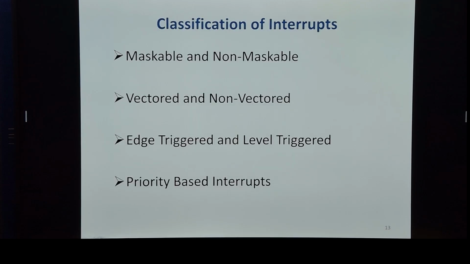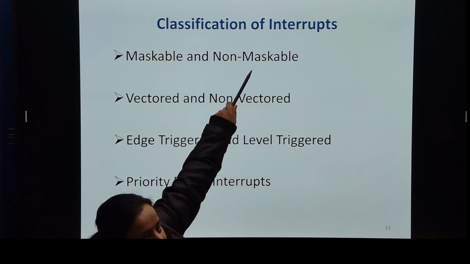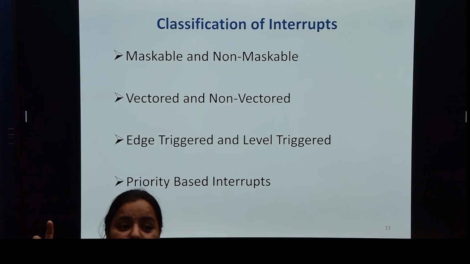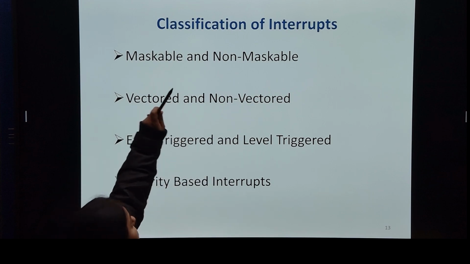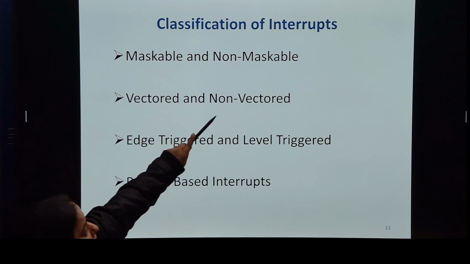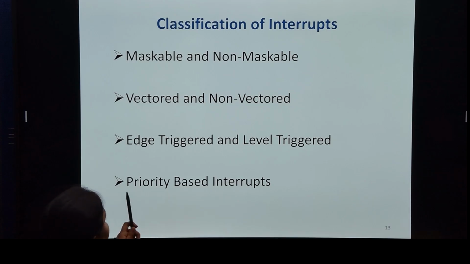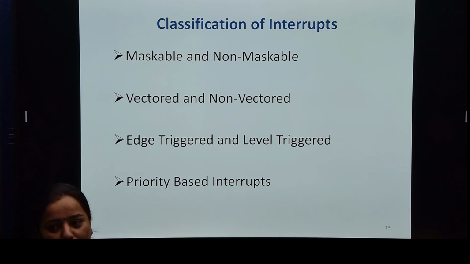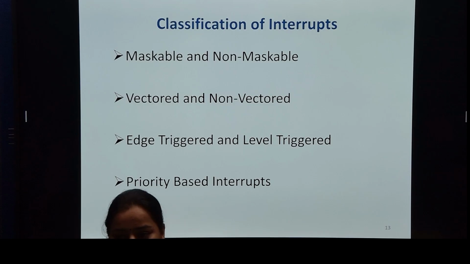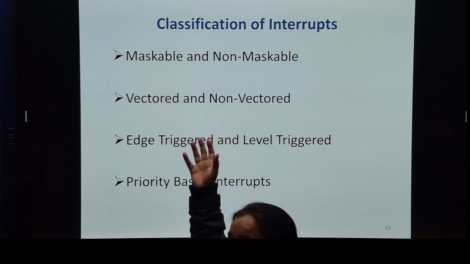Based upon these interrupts, we are categorizing the interrupts. The first category is maskable and non-maskable interrupts, the second is vectored and non-vectored interrupts, the third is edge triggered and level triggered interrupts, and the fourth is priority based interrupts. These are the categories of interrupts, and the 5 microprocessor interrupts are categorized according to these categories.